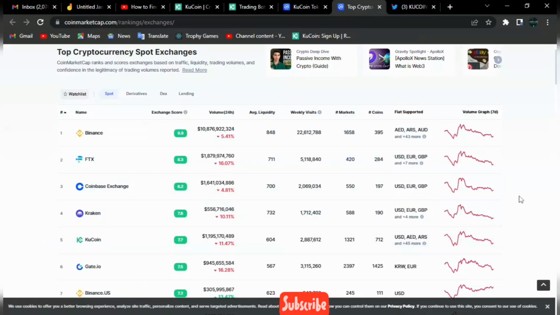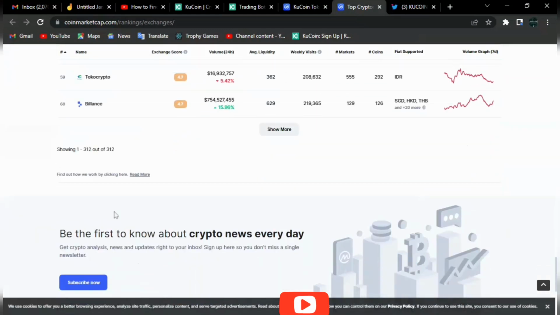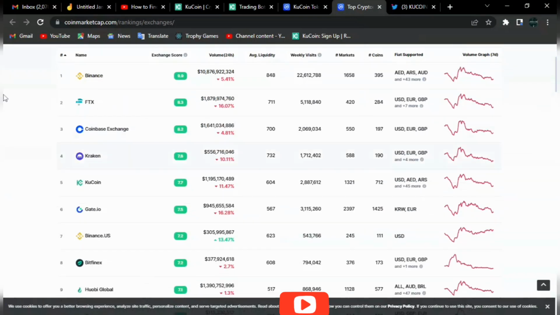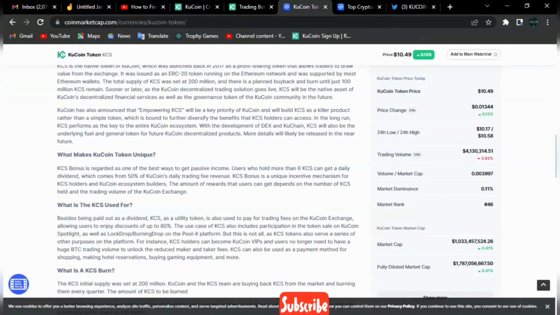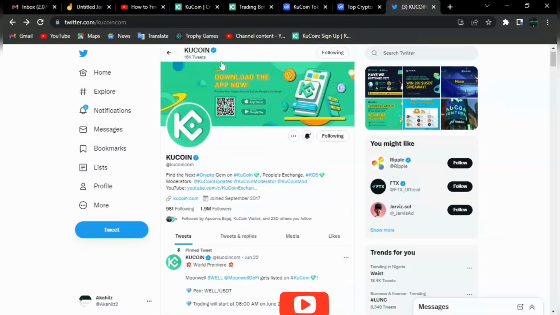By being ranked in the top 5, out of about 312 exchanges available in the world, KuCoin shows the potential it currently has. In the future, we hope to see KuCoin around the number 1 or number 2 spots, so that's something we want to keep an eye on. This is the KuCoin official handle, where you can also follow up for lots of information.